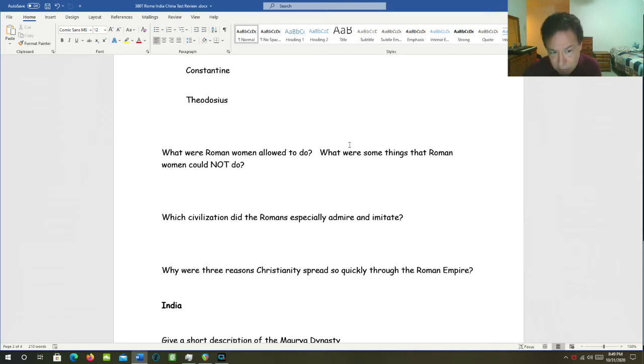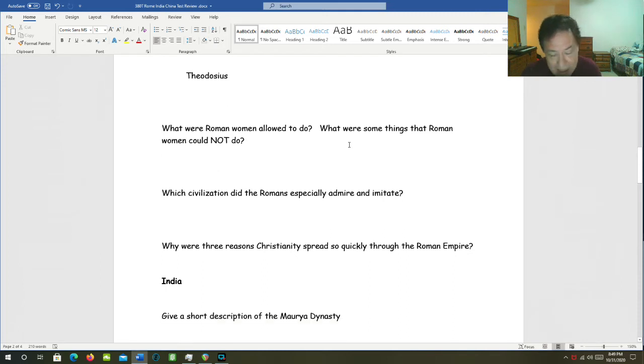So women, what were women allowed to do in Rome, and what were some things that women could not do? Women had many more rights in Rome than they had in Greece. In Rome, women could own their own property, and they could will that property to whoever they wanted to when they died. But there were some things women could not do. For example, they could not hold public office, they could not vote, they could not be in the Senate, they could not marry whoever they wanted to, and they couldn't go outside their husband's authority.